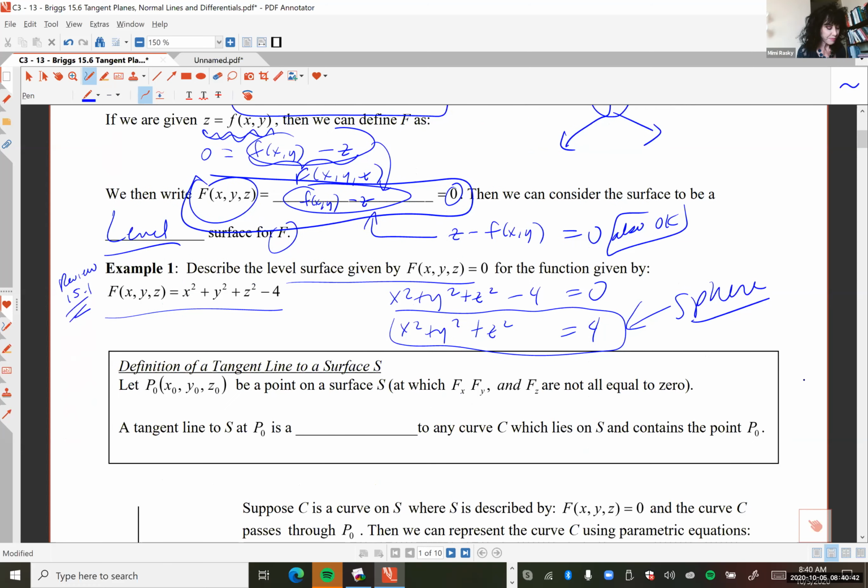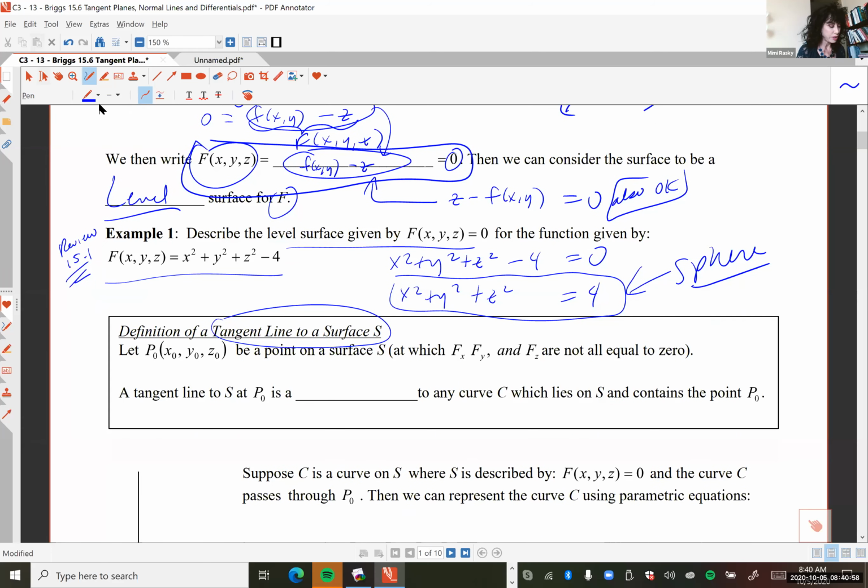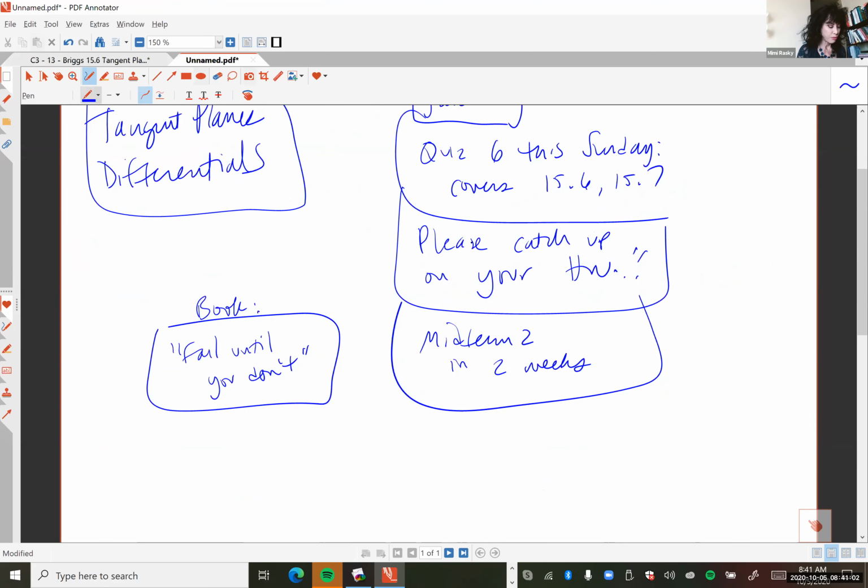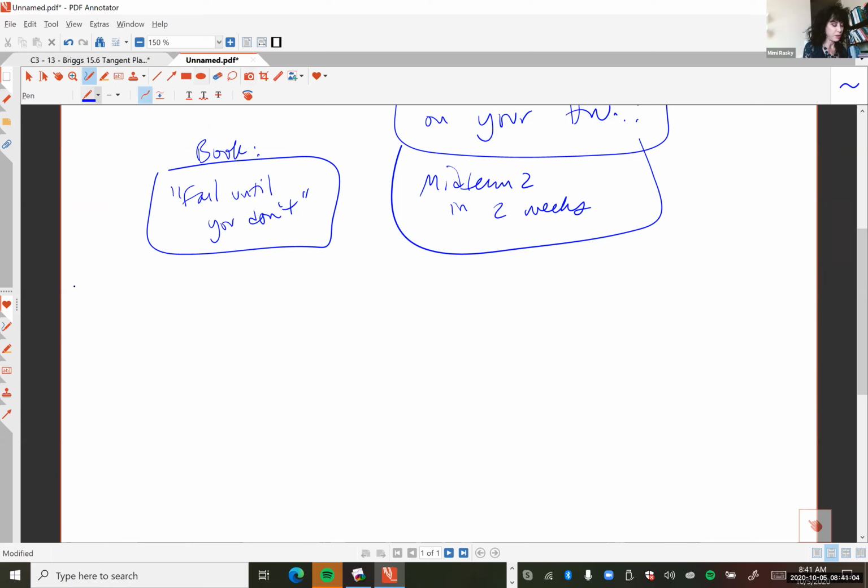Fine. Okay. Now let's do another definition. We're going to do a definition of a tangent line. And where are we working ourselves up to? Before I continue with the lecture, I want to go over some motivation for what we're about to cover. The motivation is, it's an analog for a topic you did in Calc 1.